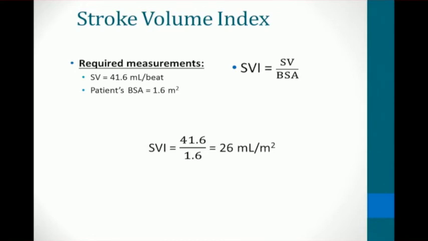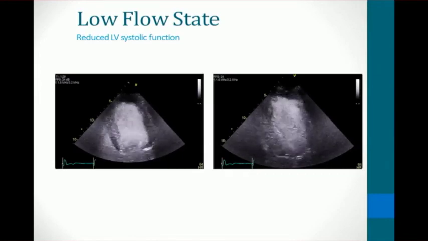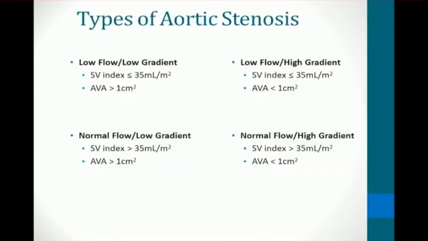So what may cause a patient to be in a low flow state? Here are the apical four and two chamber views of the patient. The patient's ejection fraction is severely depressed, therefore causing the low flow state. So what do we go by, the velocities or the aortic valve area and dimensionless index? Because the flow through the aorta is dependent on the flow state of the patient, it's more accurate to follow the aortic valve area and dimensionless index calculations.